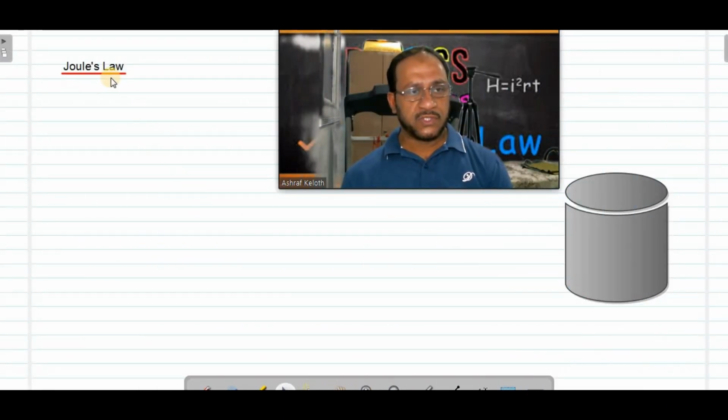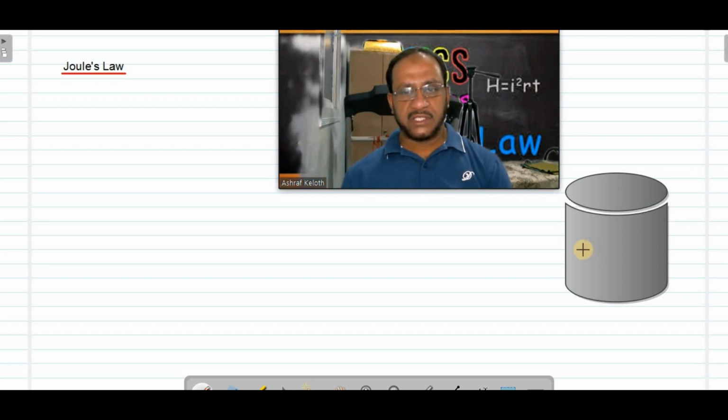Today's topic is Joule's law. Suppose this is a vessel. In this vessel we have taken some water. The materials required for this activity: we need a vessel with some water inside, and then we need a resistor, a high resistance wire for heating up the water. Means we are using a coil, a resistance wire, a heating coil.